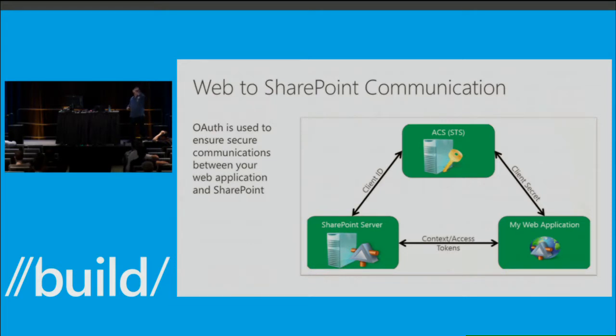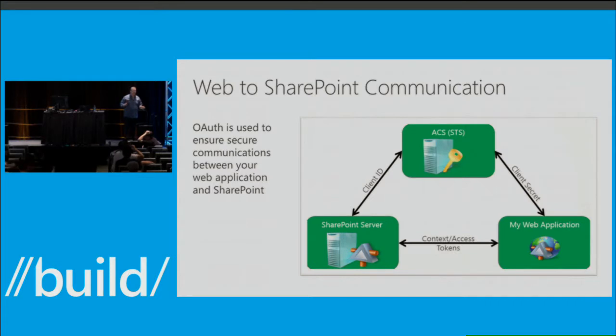SharePoint talks to ACS, says, here's the client ID. Hey, I need this thing that's called a context token. It gets a context token. It passes over to my app. I do some magic API calls along with the context token. I pass in the client ID and secret. ACS comes back, gives me an access token, and now with that access token, I can create a client context, excuse me, and talk back to SharePoint. So that's how it works in a nutshell.